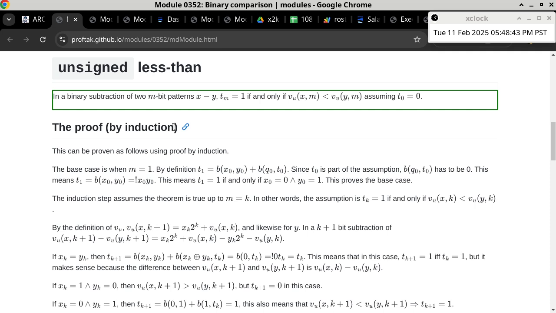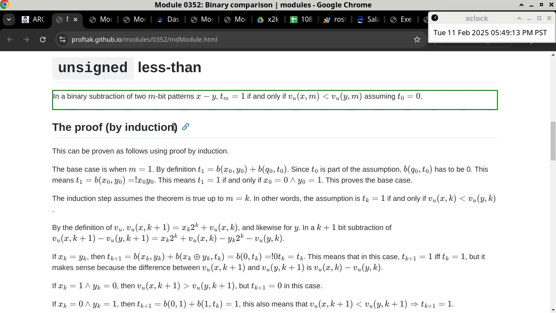All right. So because the proof is not important in this class, that means the stuff that is inside the green rectangle is the only part that is important. But do we understand what that is saying? Do we understand what it means when I say Tm equals 1 if and only if VUXM is less than VUYM?